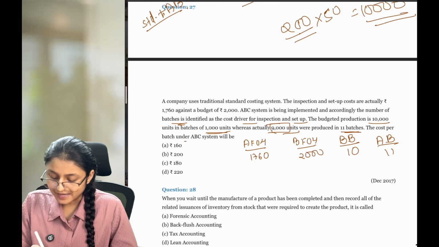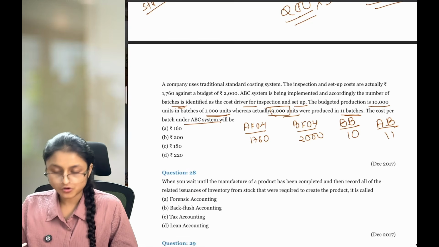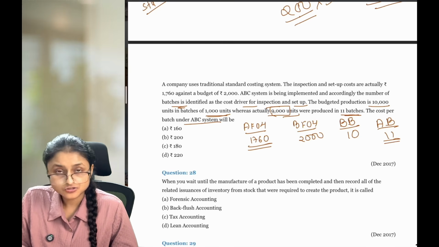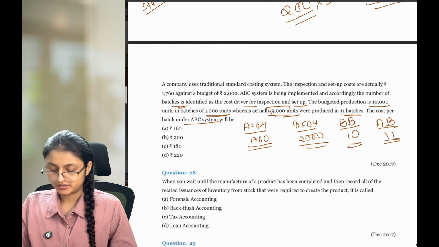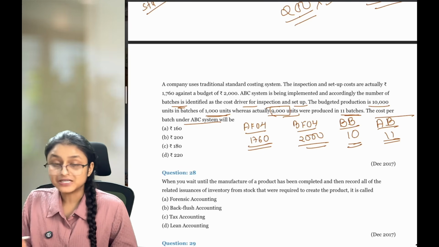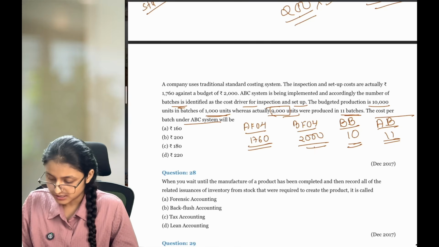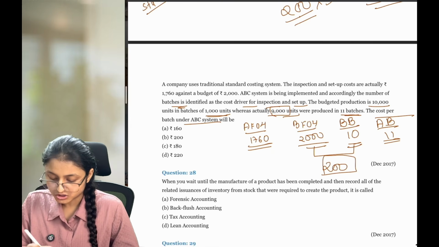The cost per batch under activity based costing system will be, now when they are asking cost per batch, it can be actual overhead divided by actual batches, or budgeted overhead divided by budgeted batches. So what they want, standard cost per batch or actual cost per batch. As they are not mentioning anything, you're going to use your standard cost per batch. Okay, 2000 divided by 10 batches will give you 200 as the cost per batch.